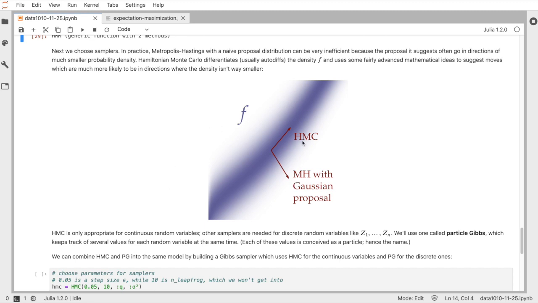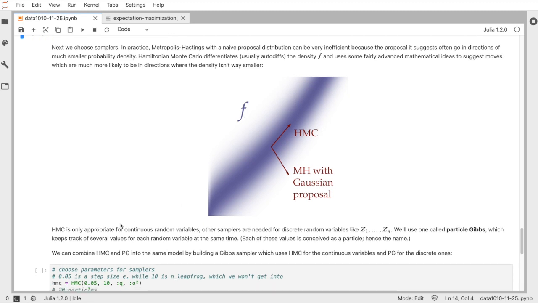However, because Hamiltonian Monte Carlo involves differentiating a density, it's not suitable for discrete variables. So for those, you need another type of sampling method. You could just propose flipping the bit in this case, but instead we'll talk about something called particle Gibbs, which actually uses several instances of each random variable at the same time and uses that ensemble of particles to make a decision about whether to accept or reject.